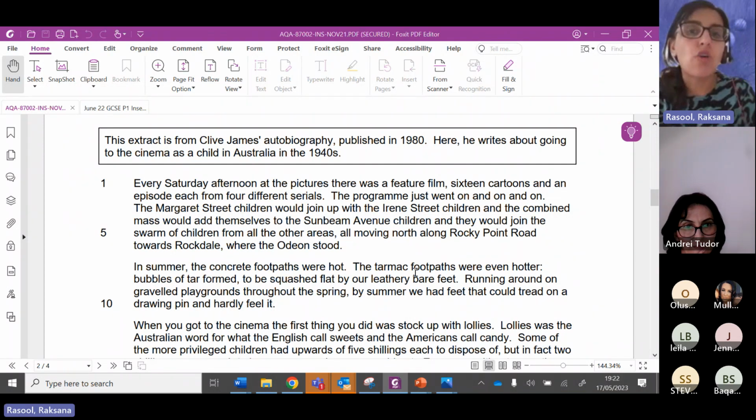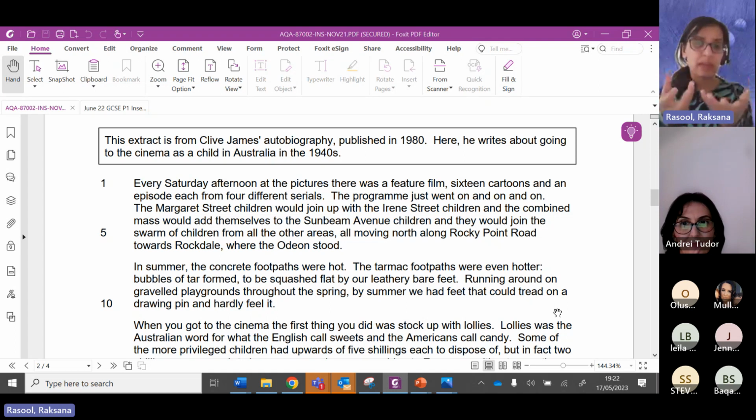In summer, the concrete footpaths were hot. The tarmac footpaths were even hotter. Bubbles of tar formed to be squashed flat by our leathery bare feet.